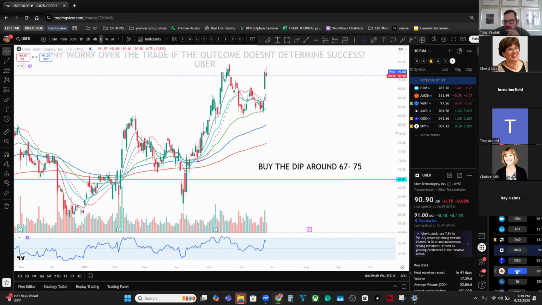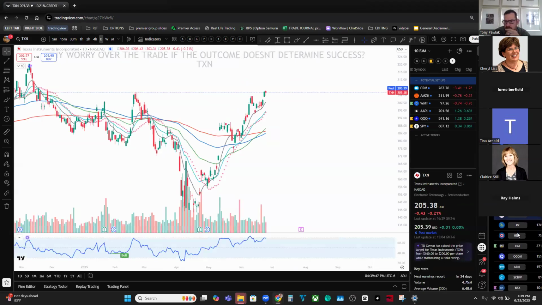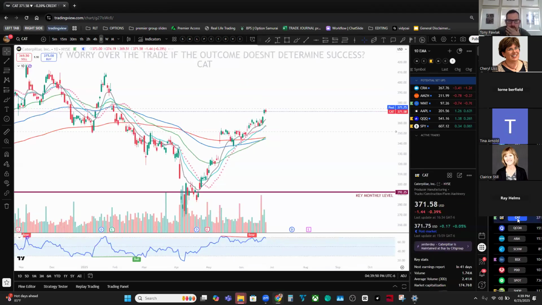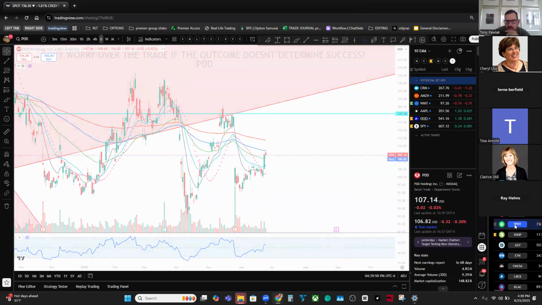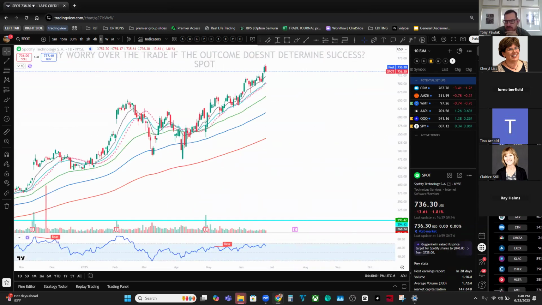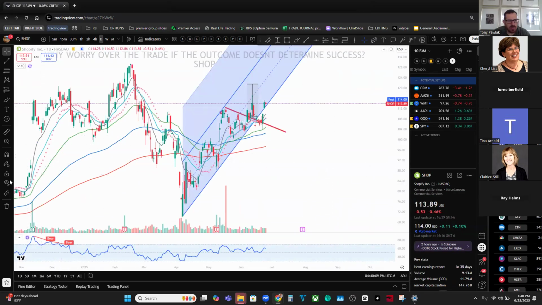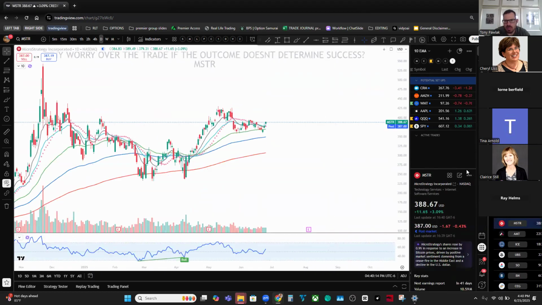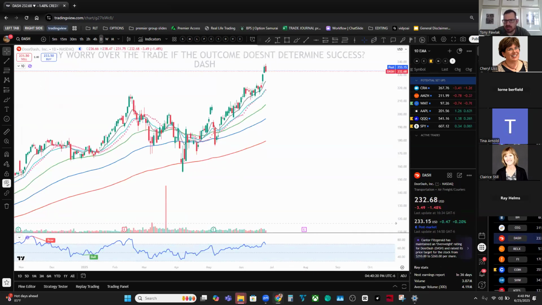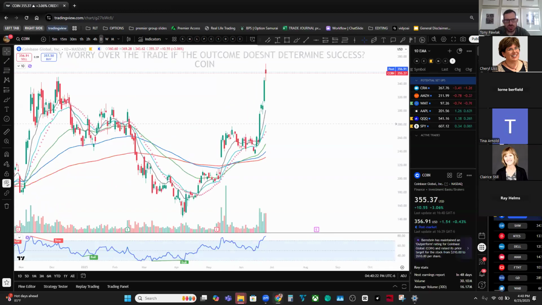Uber, not a 10 EMA setup. TXN, not a 10 EMA setup. Cat, not a good 10 EMA setup. Not a good 10 EMA setup. Most of these are pretty far from their 10 EMA. Let's see, Shopify, not a great 10 EMA setup. Not a good one. Most of these, everything has just run so much.